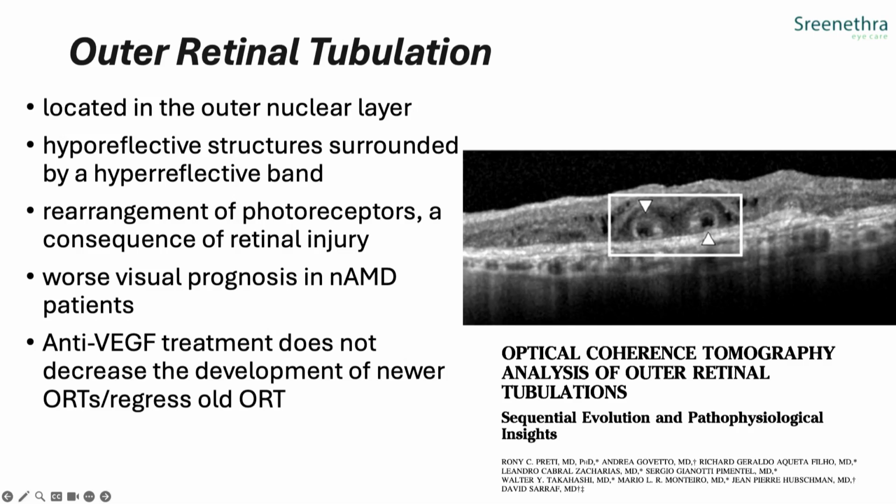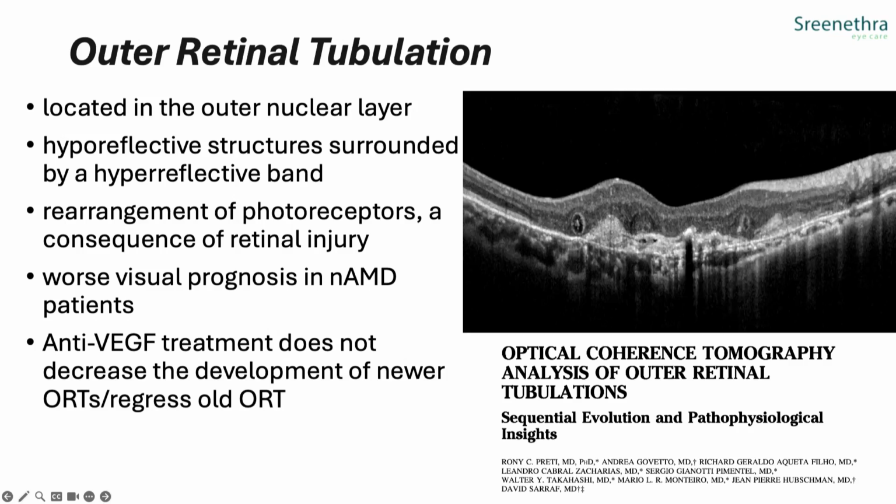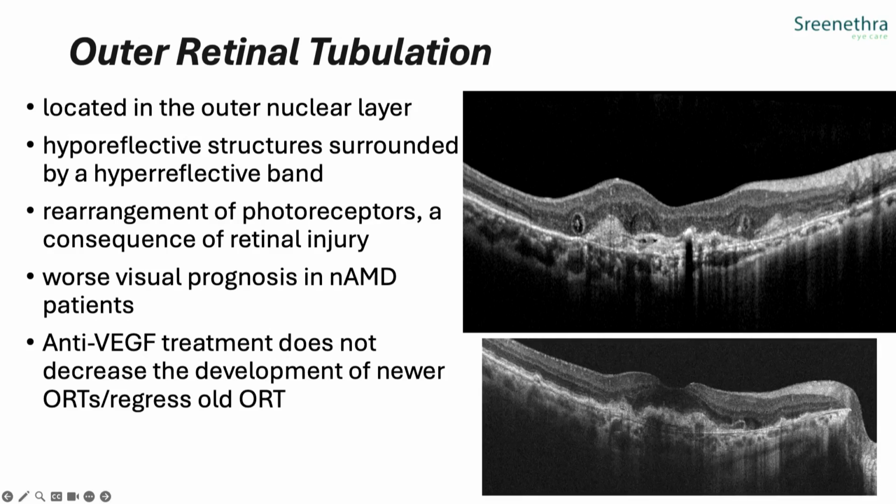ORT are hyporeflective areas surrounded by a hyperreflective band, and these are the rearrangement of the photoreceptors and indicate poor visual prognosis. The anti-VEGF treatment does not decrease the development of newer ORTs, nor does it regress the older ORTs. So you can see ORTs in different stages of evolution, one where it has fully developed and one where it is in progression.